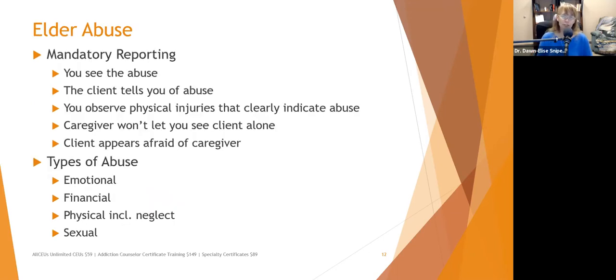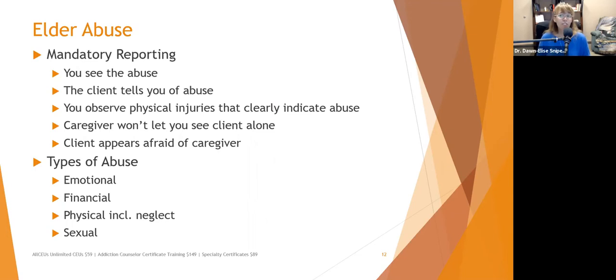For elder abuse, you are going to either see the abuse, the client's going to tell you about the abuse, or you're going to observe physical injuries that, quote, clearly indicate abuse, which, that one's a little bit harder. But again, if you see injuries in multiple stages of healing. Now remember, older people tend to bruise easier. So just because someone has a bruise doesn't necessarily mean that they're being abused. You want to use your best clinical judgment.